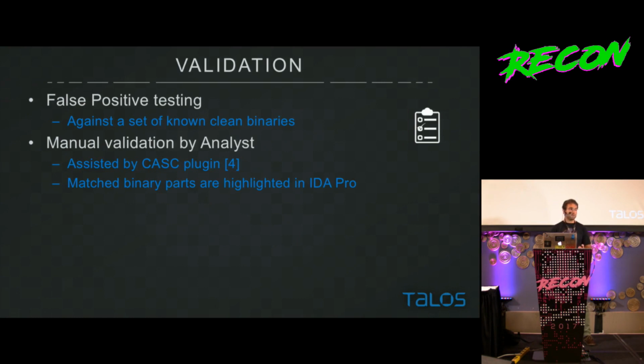And a final step is manual validation by an analyst. For this, we leverage the Cask plugin that we extended. Normally, the Cask plugin is to generate a ClamAV signature from an IDA file. We have turned the process around. We give it a ClamAV signature, and it's highlighting the parts in the binary file in IDA that triggered the signature. This plugin will be released with this functionality later next week.